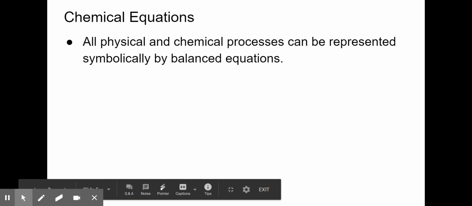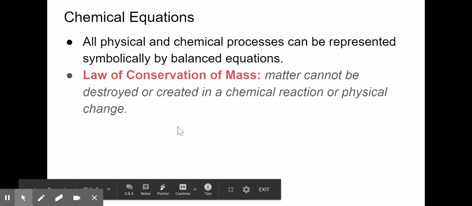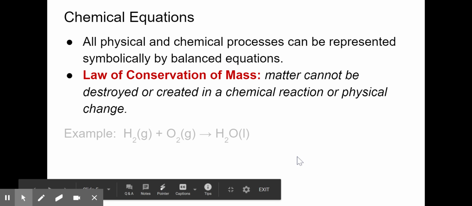So chemical equations. All physical and chemical processes can be represented symbolically by balanced chemical equations. The reason why they have to be balanced is the law of conservation of mass, which states matter cannot be destroyed or created in a chemical reaction or physical change. Okay, so therefore we must have a balanced chemical equation showing that the number of atoms on both sides are the same and the mass on both sides are the same. So it's often called the law of conservation of mass or the law of conservation of matter. Okay, and that is a really great argument to make for a lot of things.